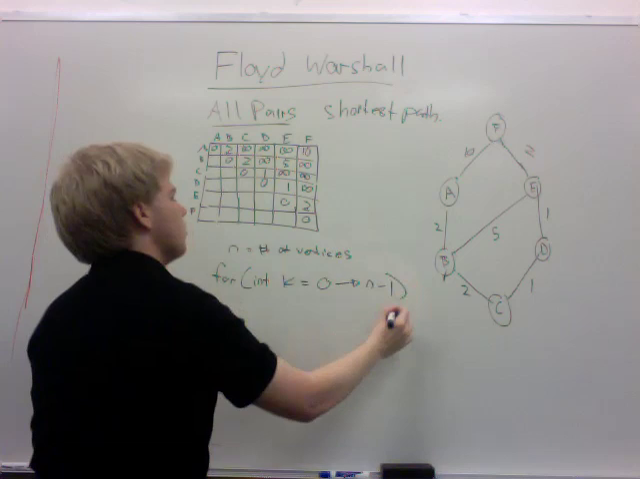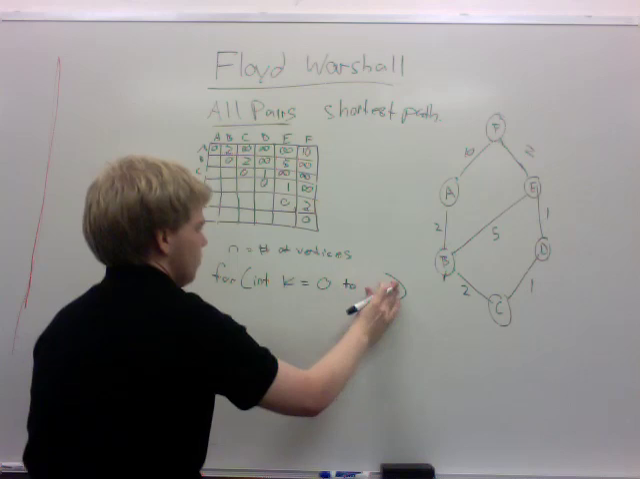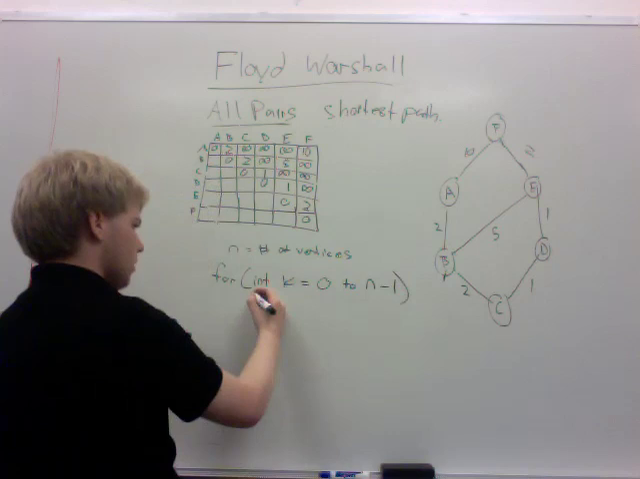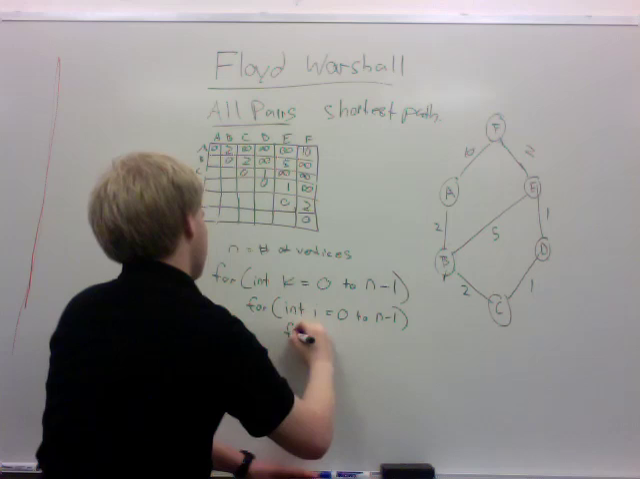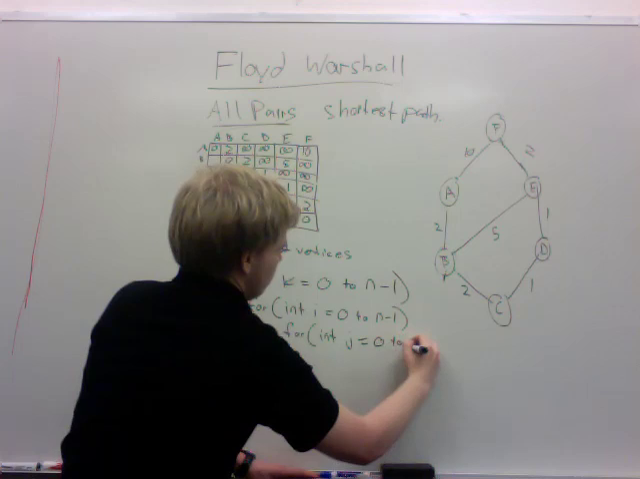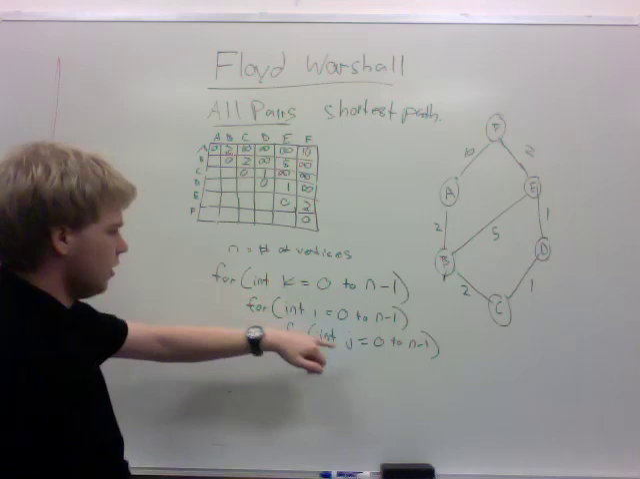So for k equals 0, I'm just going to write 2n minus 1. Then they're going to have another loop for int i equals 0 to n minus 1. Then for int j equals 0 to n minus 1. Remember this order because it's important. It's K-I-J.